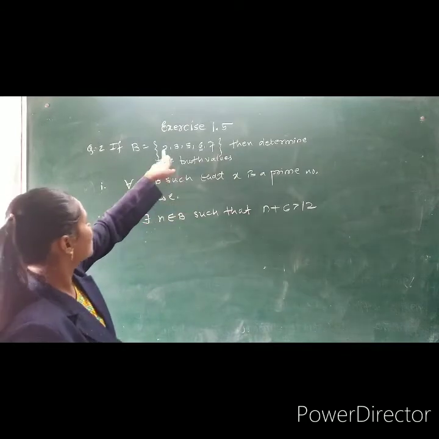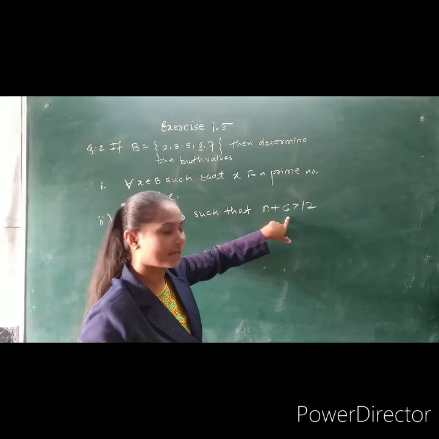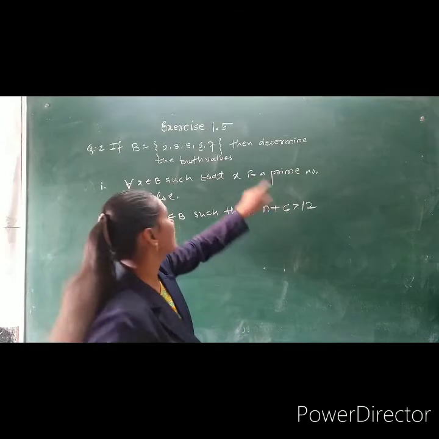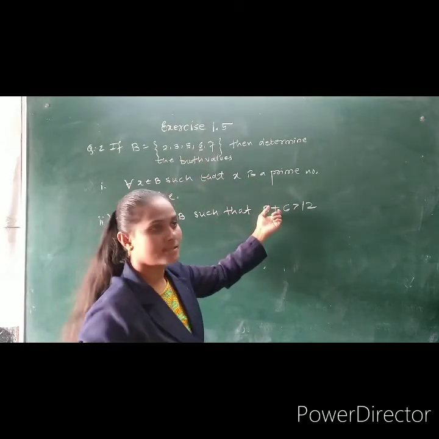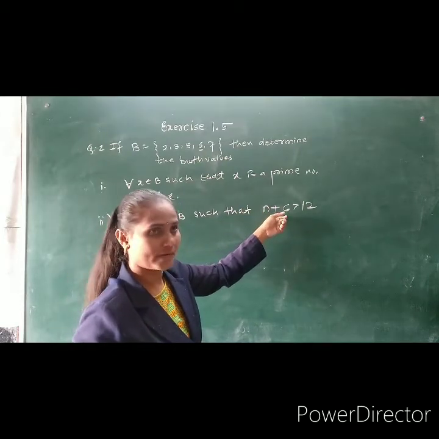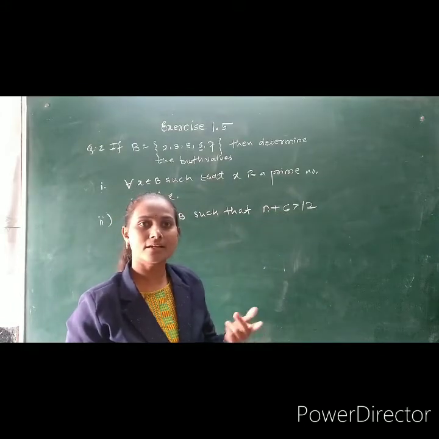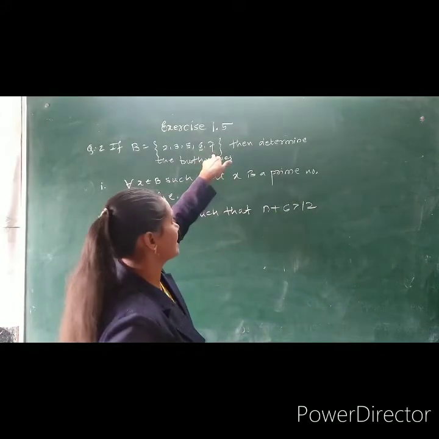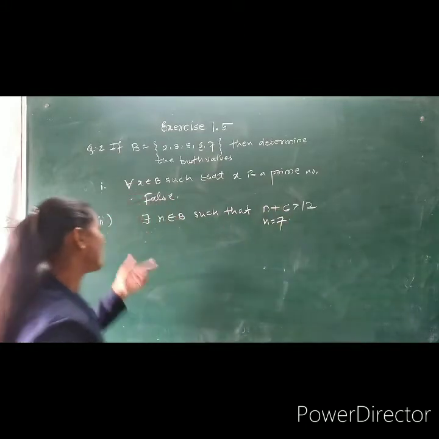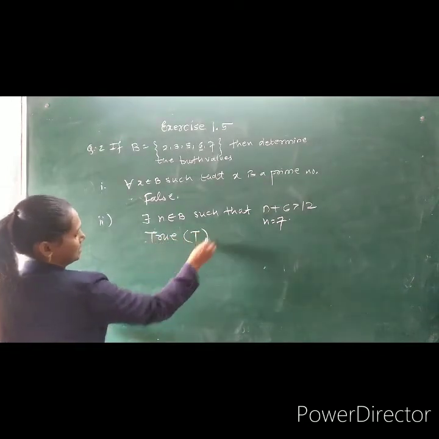So check this. If we take n equal to 2, then 2 + 6 is 8, which is not greater than 12. If we take 3, 3 + 6 is 9, not greater than 12. If we take 5, 5 + 6 is 11, again not. Next, 6 + 6 is 12, which is equal to 12, not greater. If we take 7, 7 + 6 is 13, and 13 is greater than 12. So if we take n equal to 7, this number satisfies the condition. Therefore, the truth value of this statement is true.